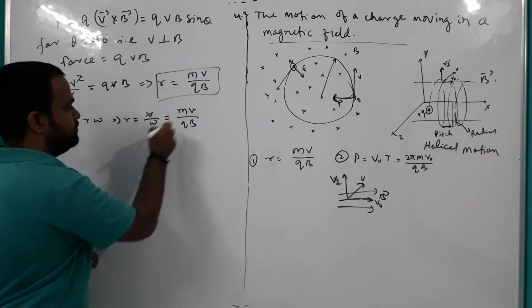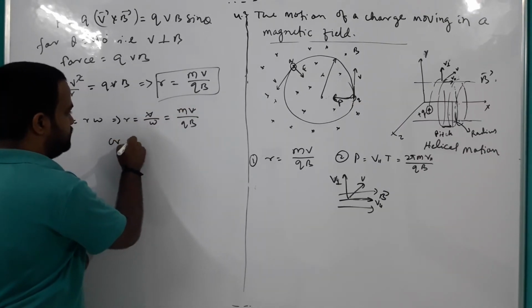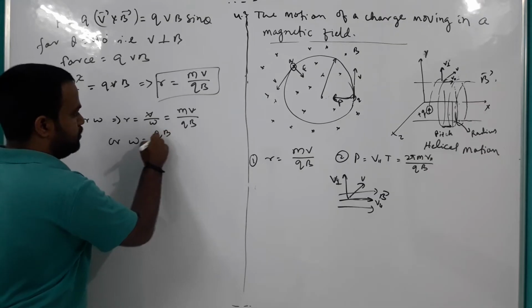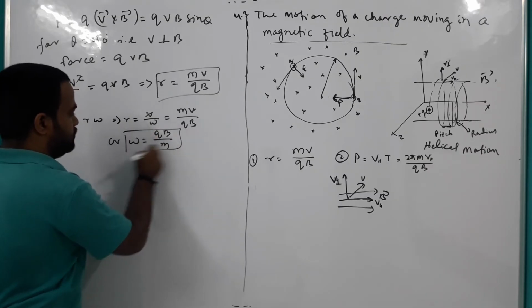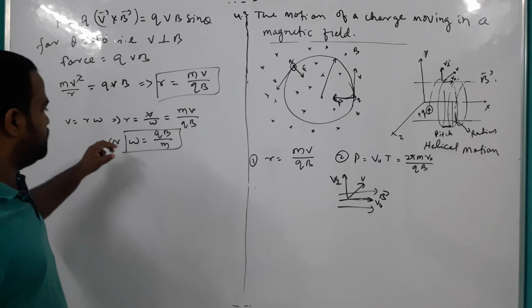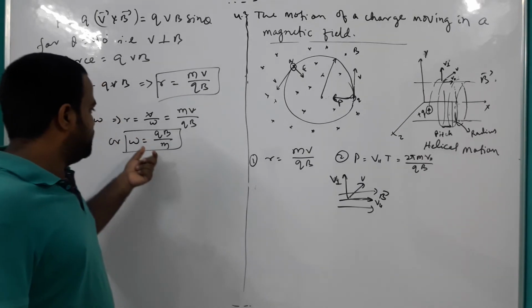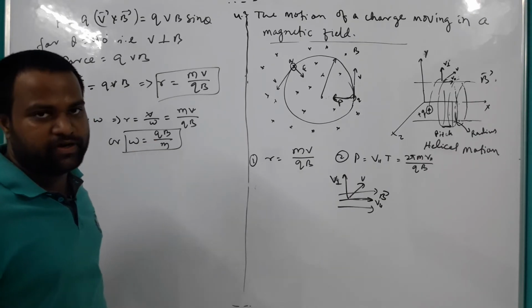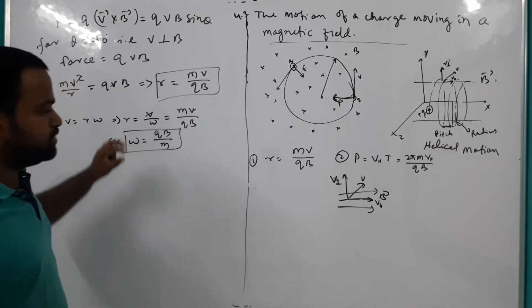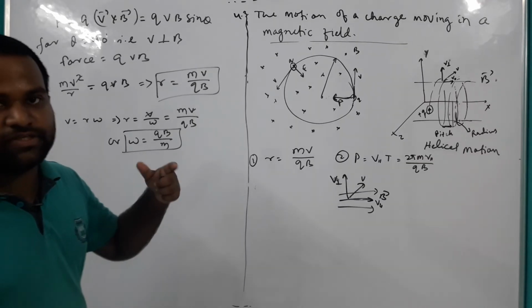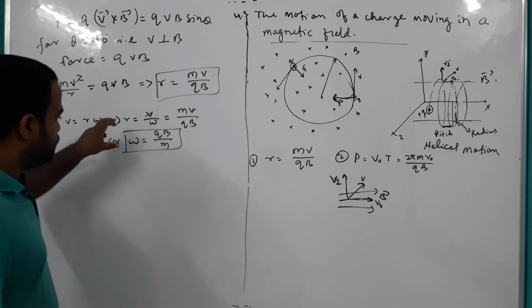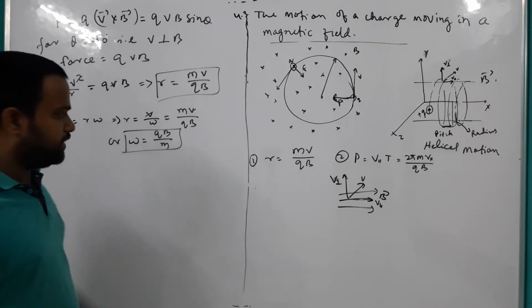Now I can cancel B, and omega will be qB upon m. See, the angular frequency of the charged particle is independent of the velocity. Whatever the velocity may be, the angular frequency will not be affected, and we will be using these things in your discussion of the cyclotron. This principle is used there. So now we find out that omega is qB upon m.